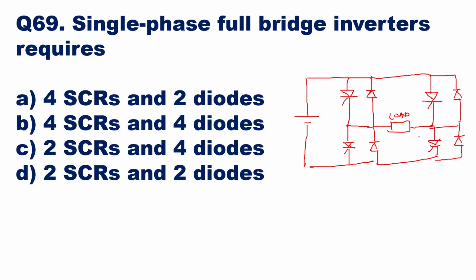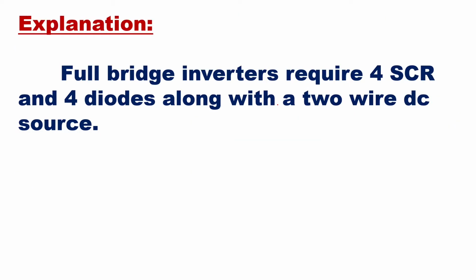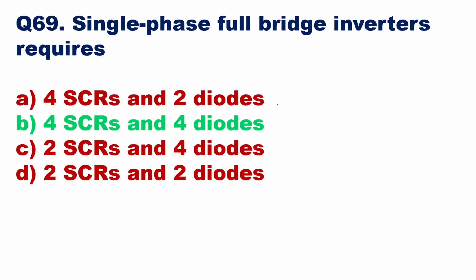So if you see a full bridge inverter, it will be having 4 SCRs and 4 diodes. 1, 2, 3, 4 SCRs and 1, 2, 3, 4 diodes. So option B will be the right answer here. Full bridge inverter requires 4 SCRs and 4 diodes along with a 2-wire DC source. So your option B, as we have seen earlier, 4 SCRs and 4 diodes is the right answer.